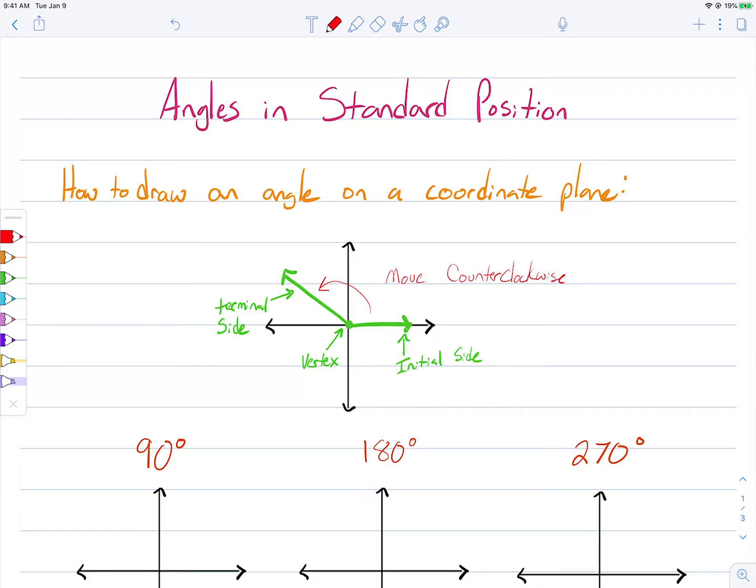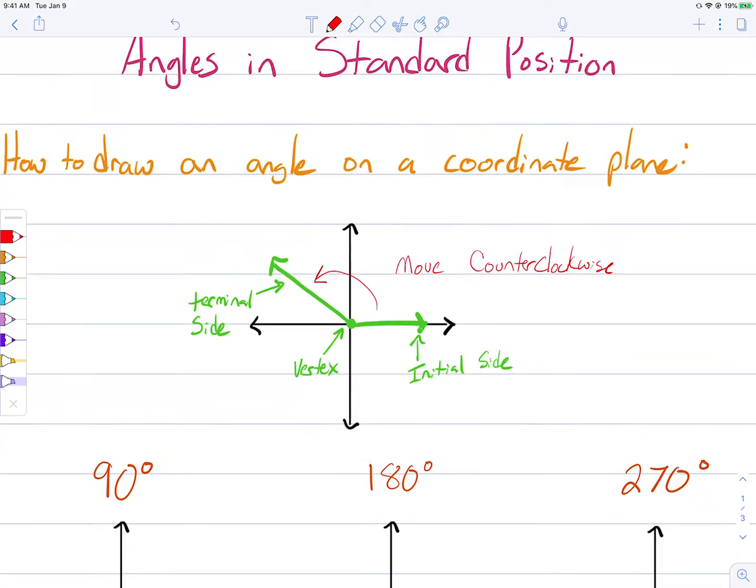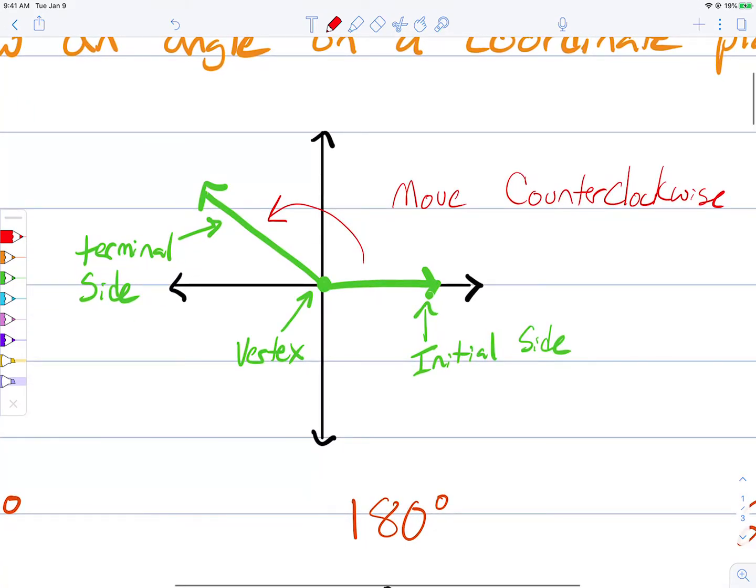Angles in standard position. So we're going to start talking about how to draw angles on a coordinate plane. When we get into some things like radians, this is going to be very helpful. So we're dealing with angles on a coordinate plane. There's a couple things about where exactly they are.